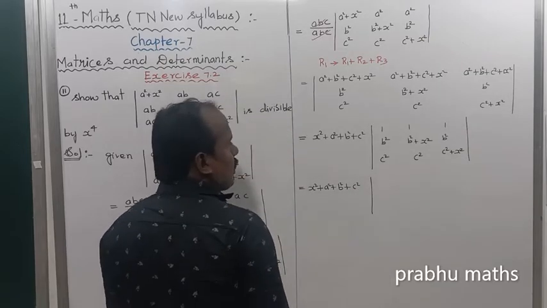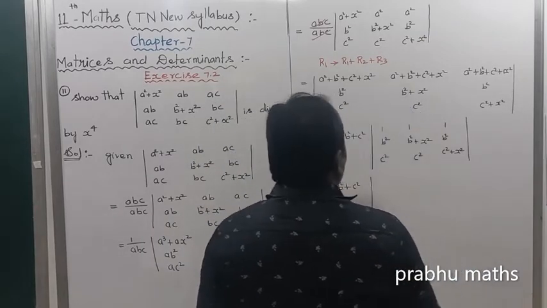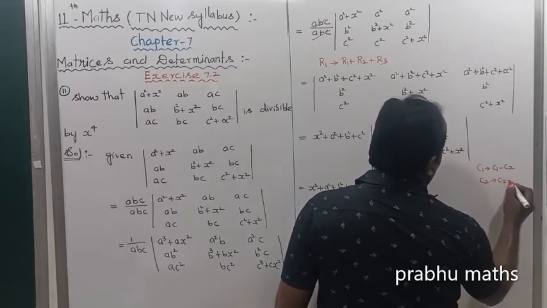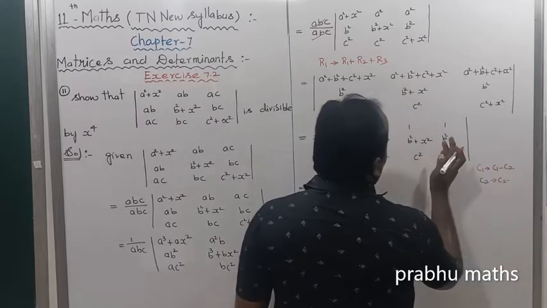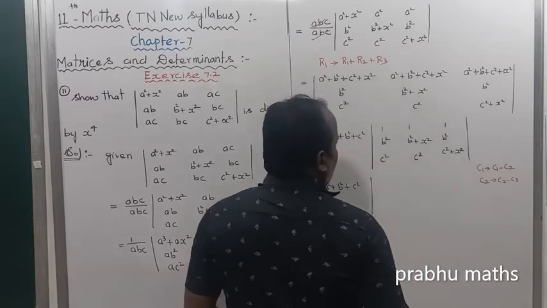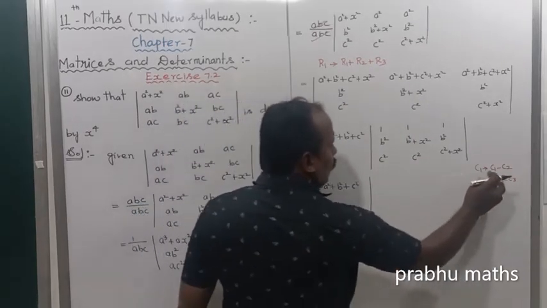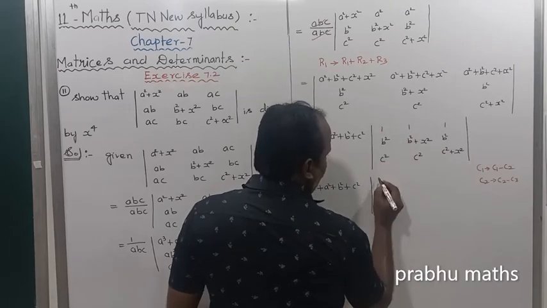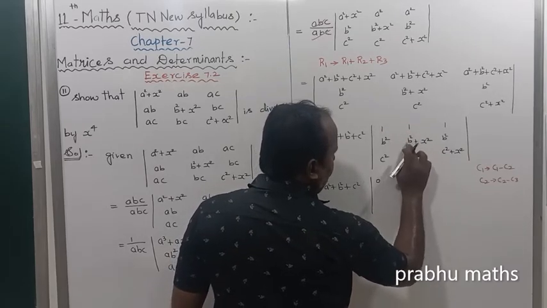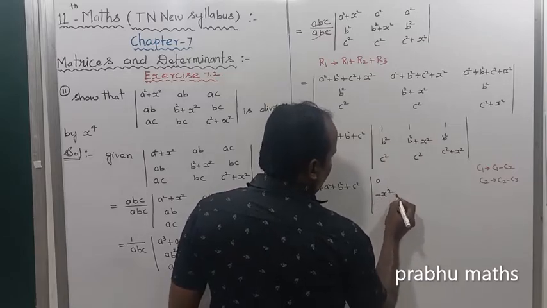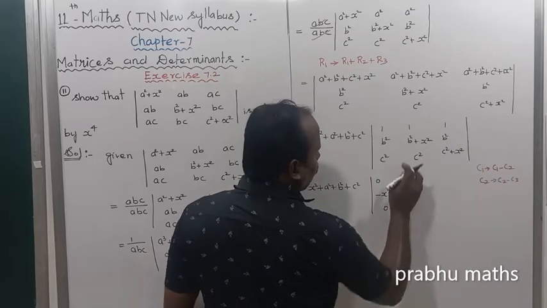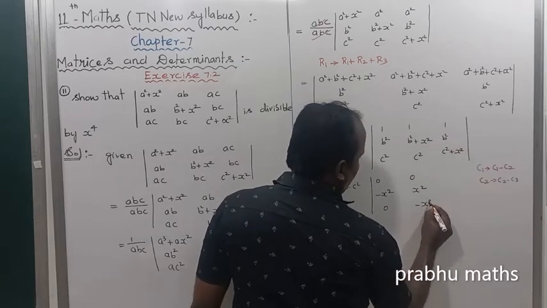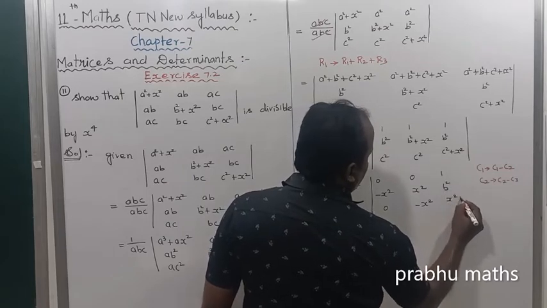Next, apply C1 tends to C1−C2, and C2 tends to C2−C3. With C1 minus C2, the first value goes to 0, the next is −1, and the third is −x². The first row becomes 0, 0, 1; the second row x², −x², b²+... and so on, with entries x² and −x², then c², x²+c².